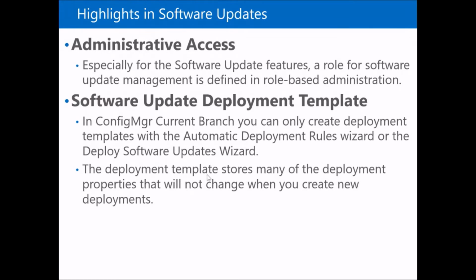Software update deployment template. In Configuration Manager current branch, you can only create deployment templates with the automatic deployment rule wizard or the deploy software updates wizard. The deployment template stores many of the deployment properties that will not change if you create a new deployment. So the idea of a template is that it can be reused again and again to save you work and time. If it's the same group of computers, same criteria, same things all the time, why do you have to put that in every time? By using these templates, those things are pre-populated and you just change what needs to be changed.